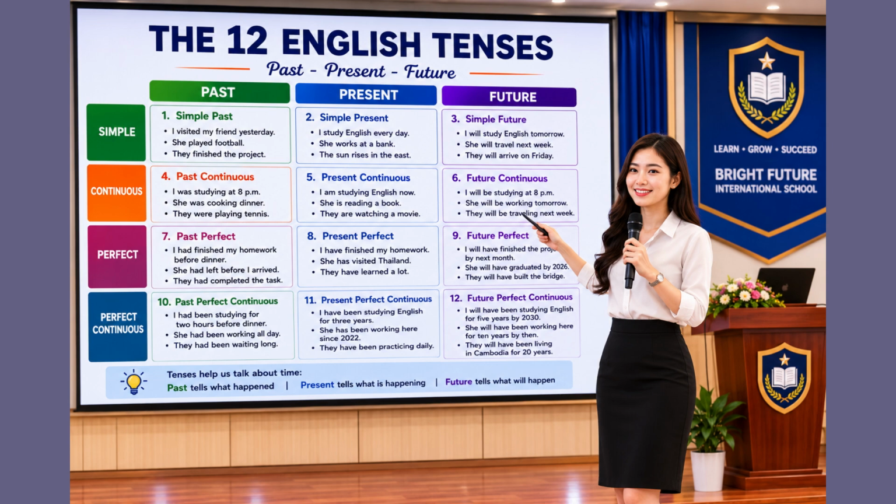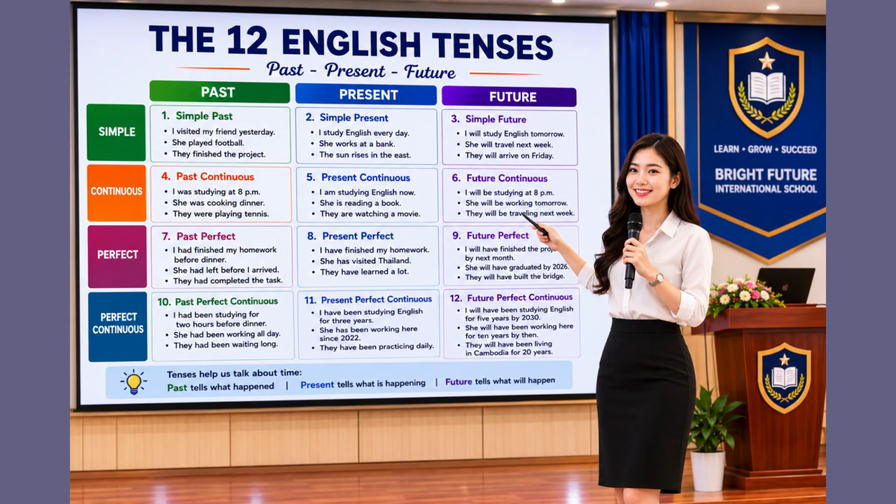Simple future: Kevin will study English tomorrow. Future continuous: Kevin will be studying tonight. Future perfect: Kevin will have completed the course by December. Future perfect continuous: Kevin will have been learning English for 5 years by 2030.